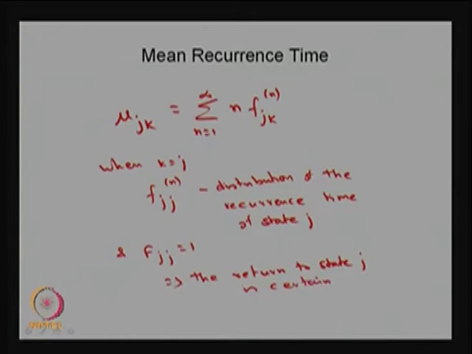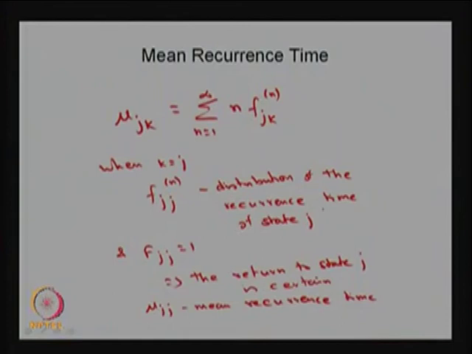Whenever f j j is 1, that means with probability 1, if you start from the state j, you will definitely come back to the state j. That corresponds to f j j equal to 1, and mu j j will give the mean recurrence time for the state j. So, we are considering the second case in which f j j is equal to 1. The small f j j of n will give the distribution of the recurrence time, and our interest is also in the mean recurrence time, which can be calculated by using mu j j.